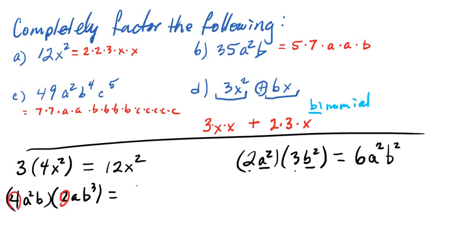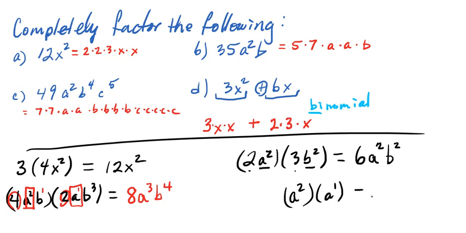4 times 2, that number part is 8. And then what you do is you look at the variable a and you ask yourself, is there an a in the other part? And there is. When you multiply powers with the same base, you add the exponents, which is exactly what you did. So that's going to be a cubed b to the, well, let's see, that's 1 plus 3 is 4. So when you multiply powers with the same base, you add the exponents, right? So a squared times a to the 1 is a to the 2 plus 1, or a cubed.